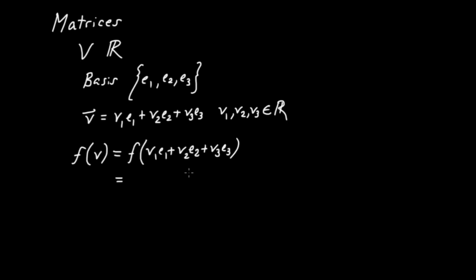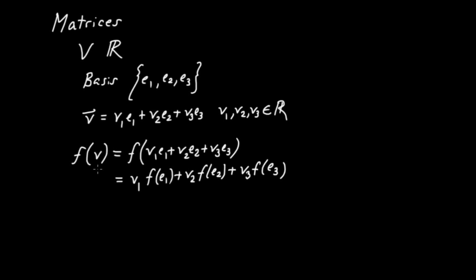So we apply both of those rules here, and this is going to be equal to F of V1 E1 plus F of V2 E2 plus F of V3 E3, but then we can yank the scalars out front, and so we can write this is equal to V1 F of E1 plus V2 F of E2 plus V3 F of E3. So we're just using our knowledge of what constitutes a linear transformation. But there's something very important to note here.